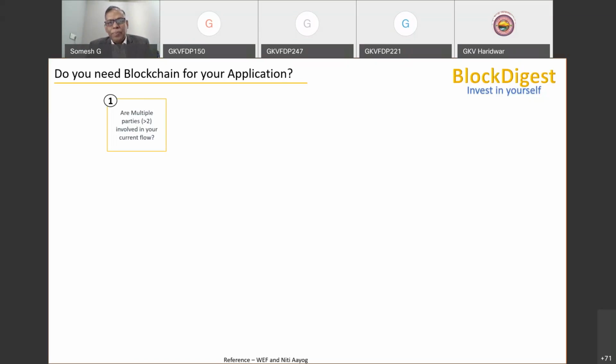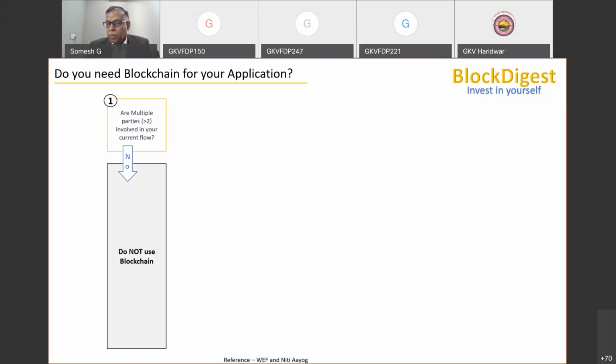So first question to ask, are there multiple parties involved in your use case? If no, if you have a single party, if you trust the party, there are no multiple party interactions, do not use blockchain. If yes, do you need to remove intermediaries from your workflow? No, there's no need to remove intermediaries. Your workflow is efficient. Don't use blockchain. Blockchain most probably is an overhead, an overkill in that case.